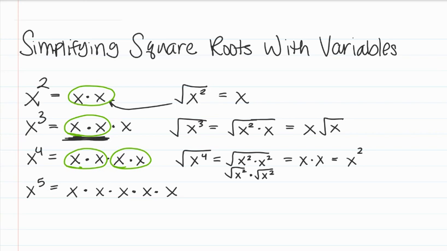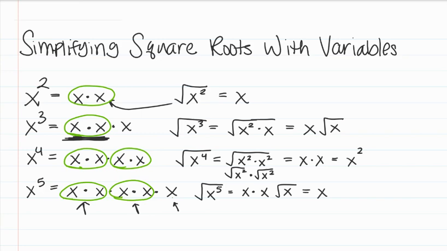For x to the fifth, I have a pair here, and an x left over. So when I take the square root of x to the fifth, this pair, when I square root the x times x, I'm going to get an x. When I square root this x times x, or x squared, I get another x. And this little leftover guy is by himself here. So I end up with x squared times the square root of x.